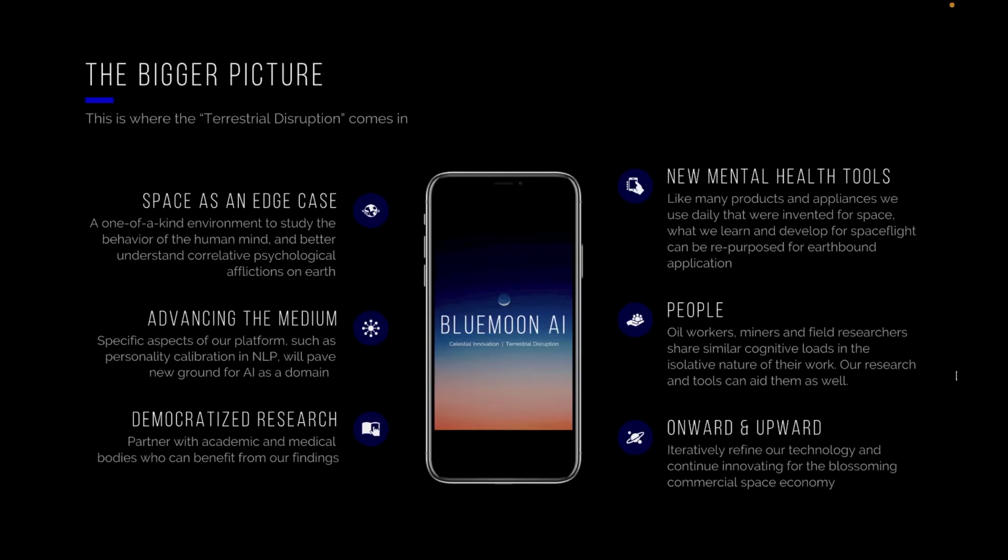So you take what you learn from the edge case and then you use it to refashion earthbound tools, and also for people who have earthbound roles that share commonalities with the dangers of something like space flight. So miners, oil workers, field researchers. And again, a lot of this was conceived before COVID, but COVID has certainly validated this entire application through and through. And we did call it Blue Moon AI.